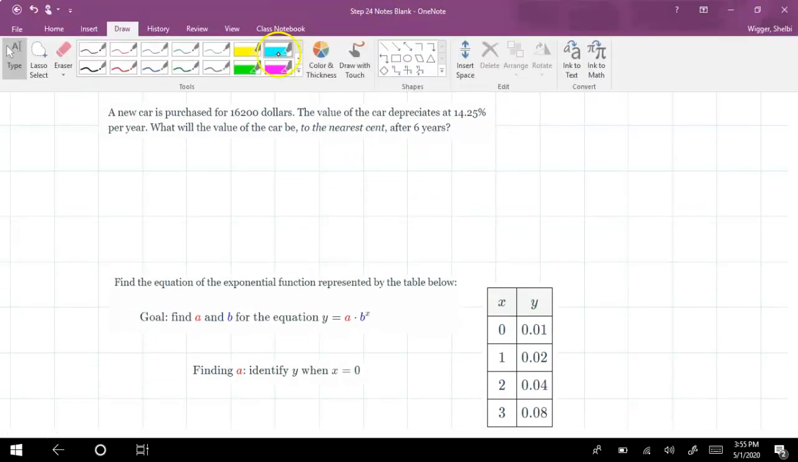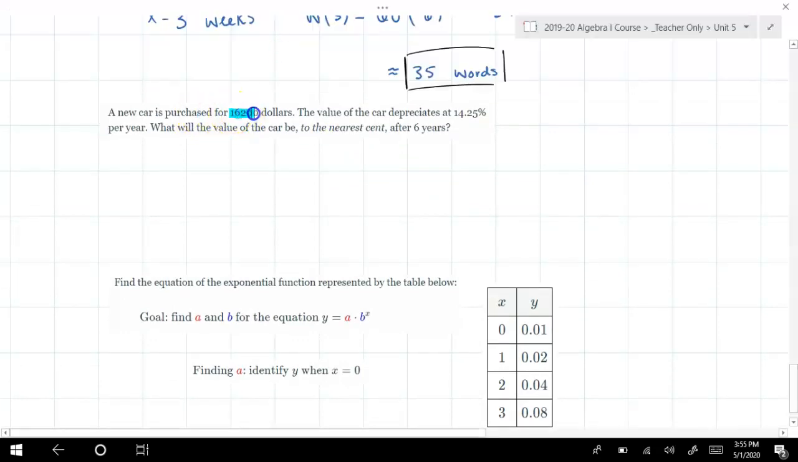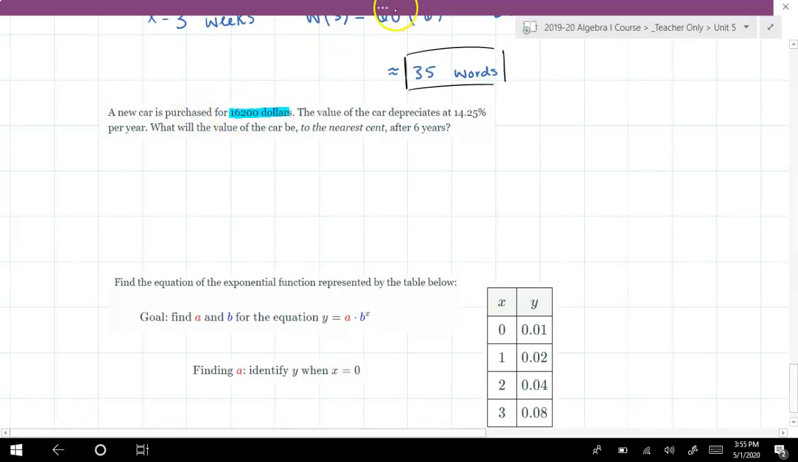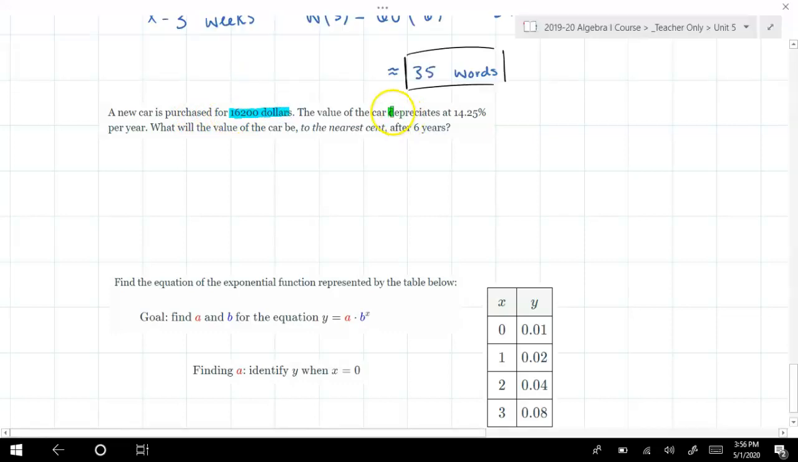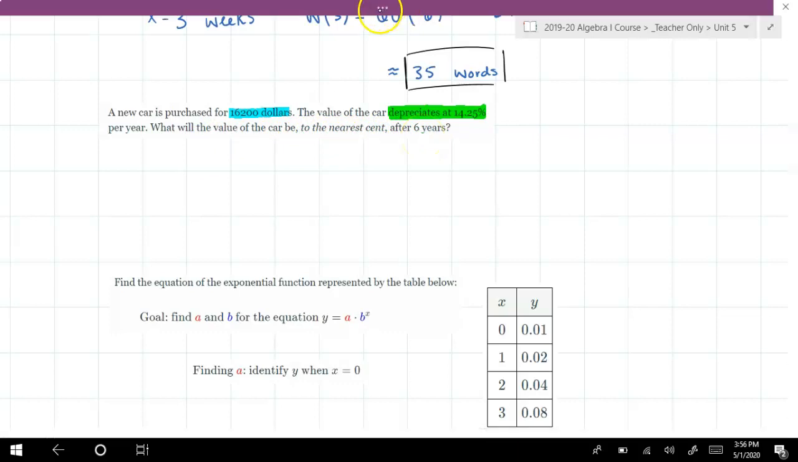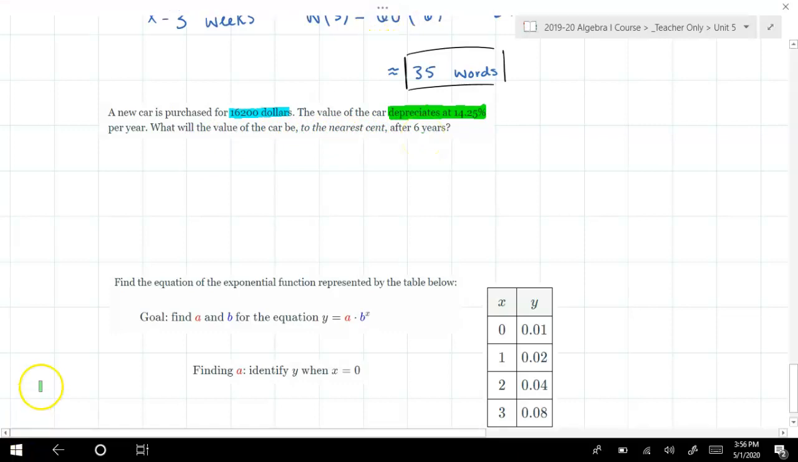A new car is purchased for $16,200. The value of the car depreciates at 14.25% per year. What will the value of the car be to the nearest cent after 6 years? Okay, so this time we're going to have to write the equation. So this is the base of the equation.